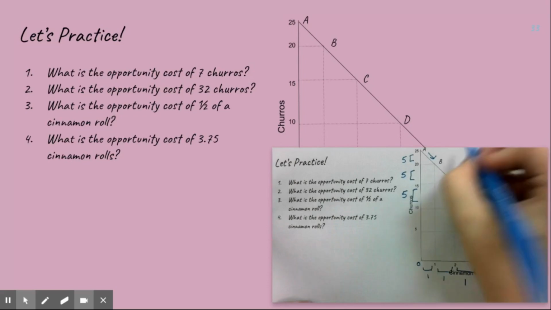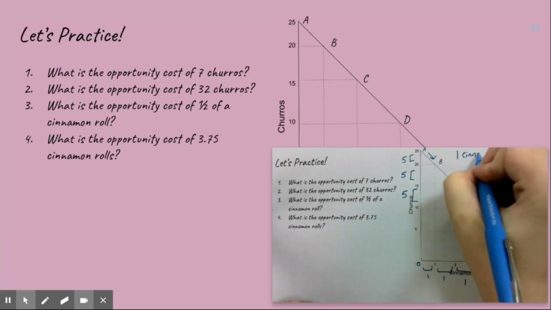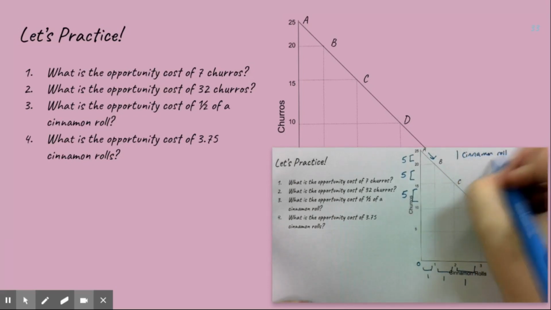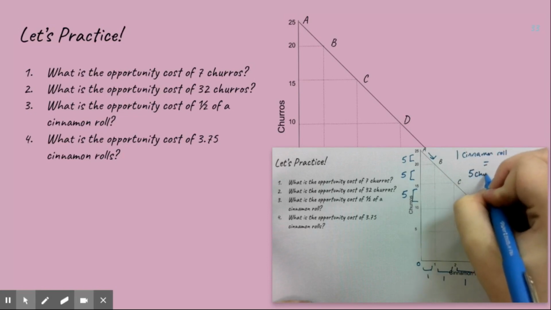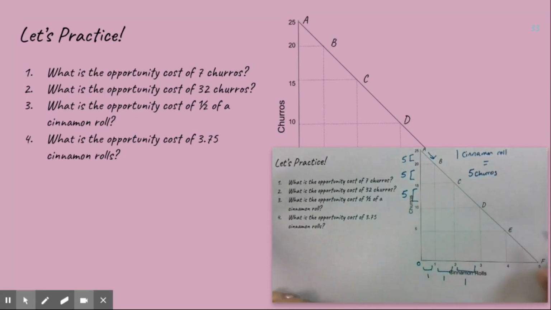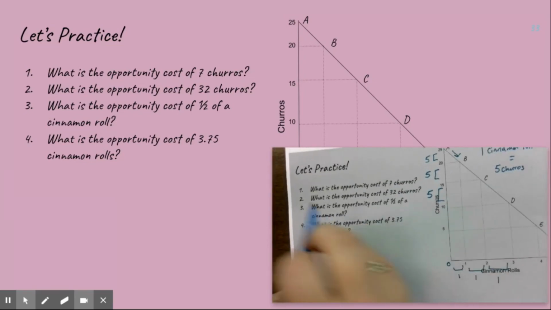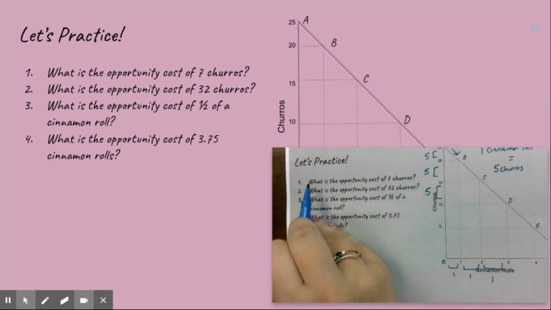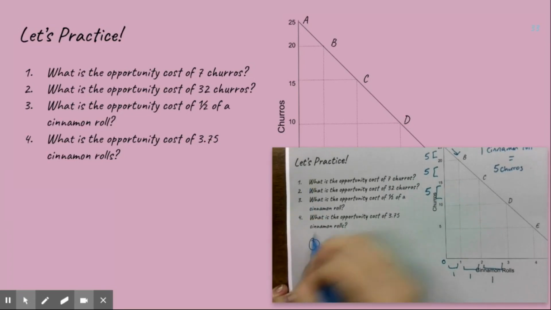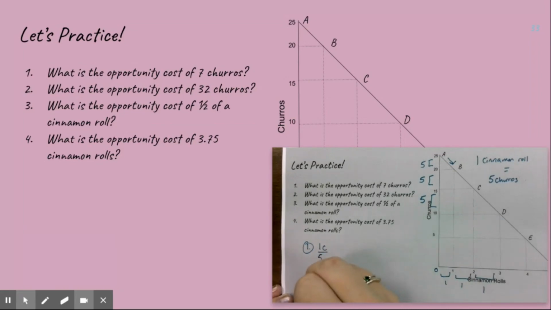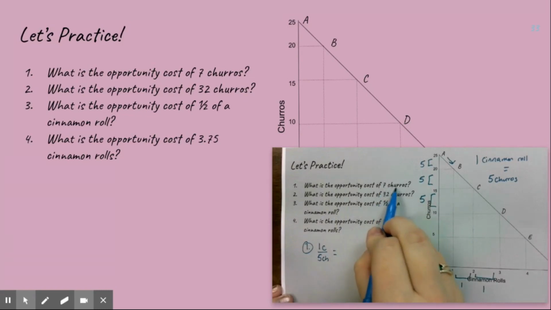So I'm going to write that over here. 1 cinnamon roll always equals 5 churros. So that is going to be my ratio all the time. And we always want to label. So let's look at number 1. What is the opportunity cost of 7 churros? Well, we know the first ratio is 1 cinnamon roll, and I'm going to put 1C because I don't want to write out cinnamon roll, and 5 churros. Okay? That equals, they want us to find 7 churros.